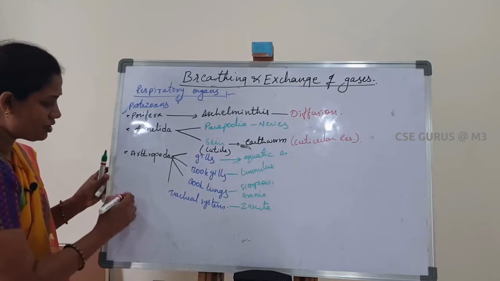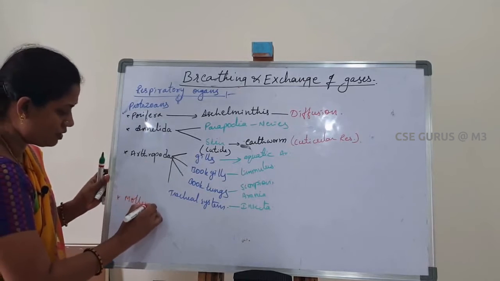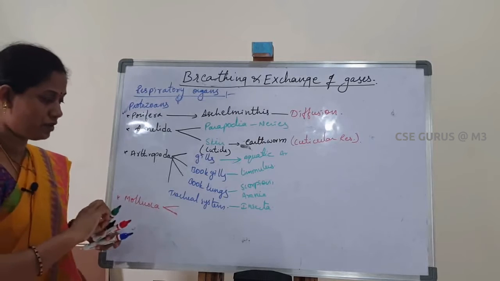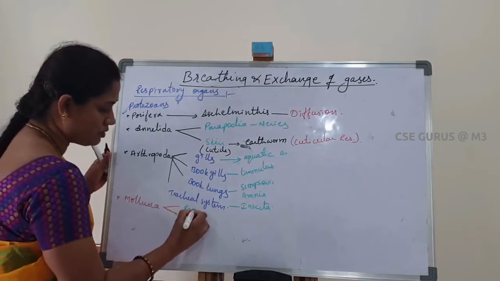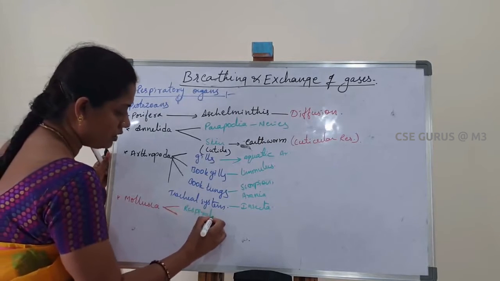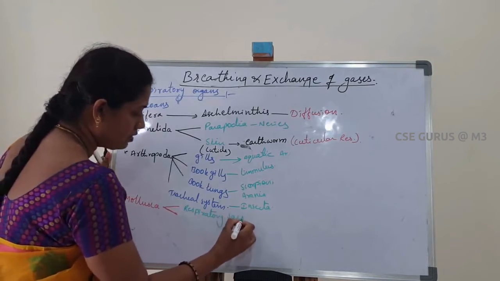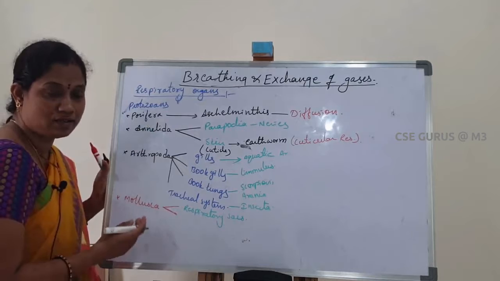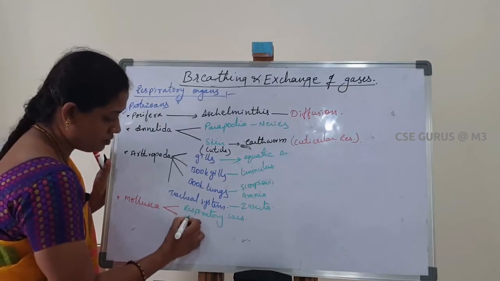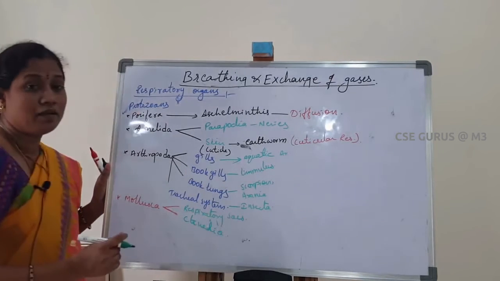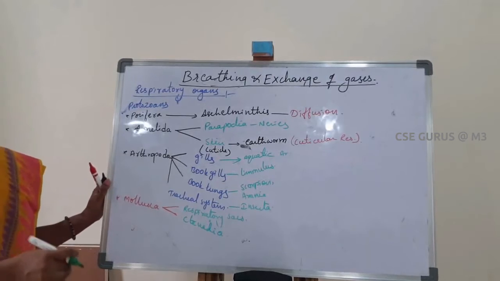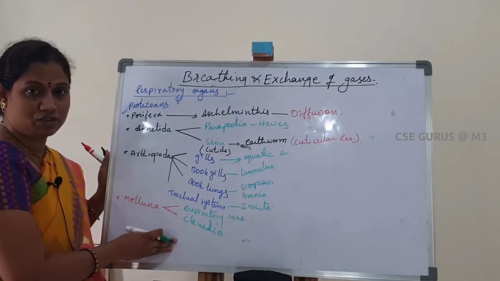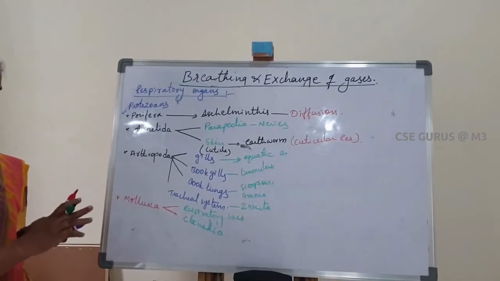Next phylum is Mollusca. In Mollusca also, two types of respiratory organs are present. Respiratory sacs are present, and along with respiratory sacs, the ctenidia are present. Ctenidia are feather-like structures present in the mantle cavity, which help in respiration and excretion.